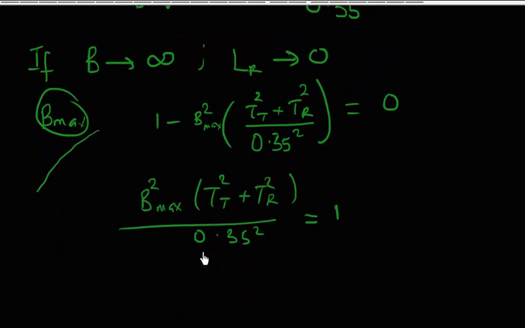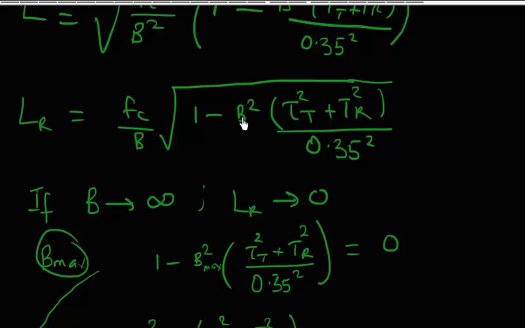They're both equal, right? So this guy comes here. So what's B square max? It is 0.35 square divided by T. So this is the maximum bandwidth that we can get.